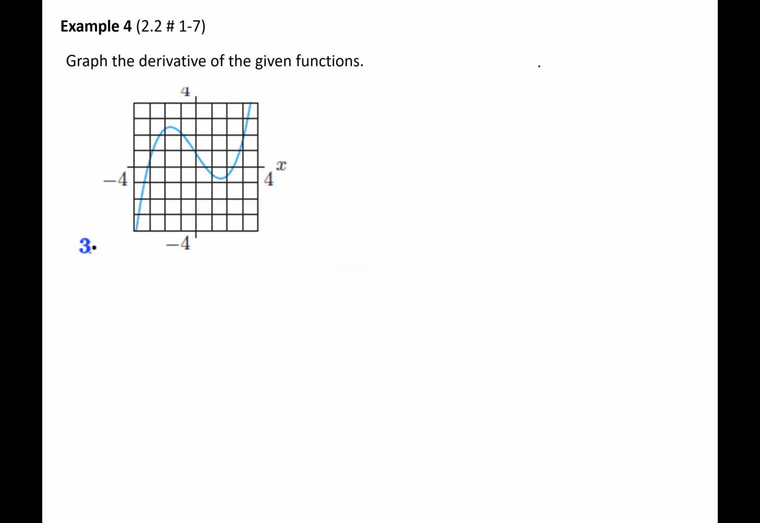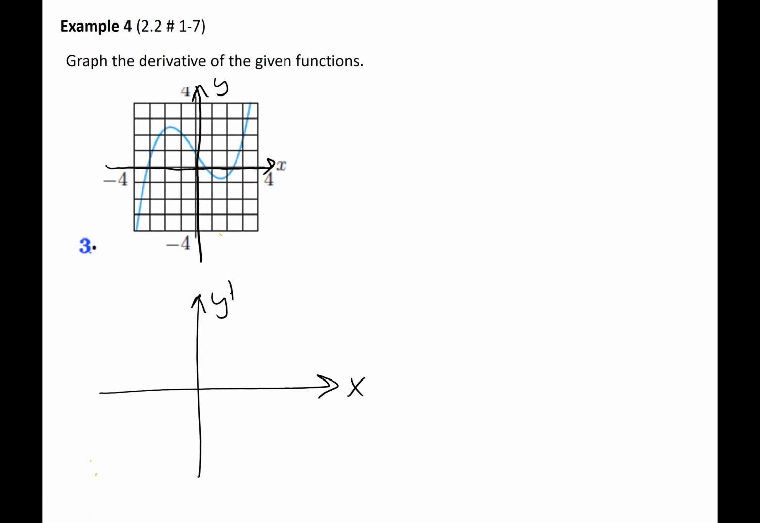Graph the derivative of the given function. That means now we don't really have the derivative. We have only a function, and we have to figure out the shape. Let me maybe do underneath. This will be the derivative. That means let's start.